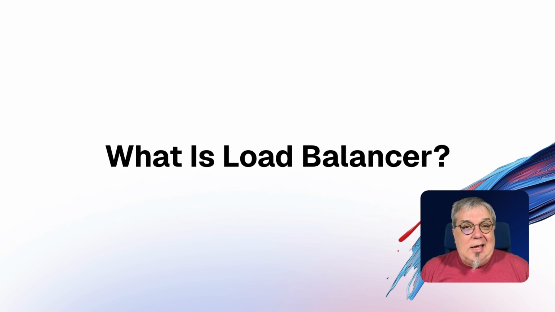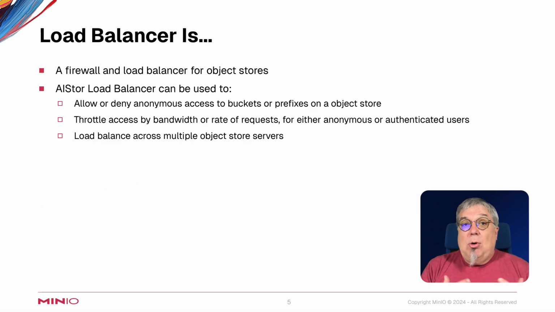So the big question is, what is the load balancer? Well, the load balancer is both a load balancer and a firewall. It is designed to work with an object store. That means that it is very focused on buckets and objects. The AIStor load balancer can be used to allow or deny anonymous access to buckets or prefixes on an object store. You can throttle access by bandwidth or rate of requests, which is also very interesting, for either anonymous or authenticated users. You can also load balance across multiple object store servers. You can even set up anonymous access for your entire deployment as a global anonymous access. So all of these things are handled by this load balancer tool.